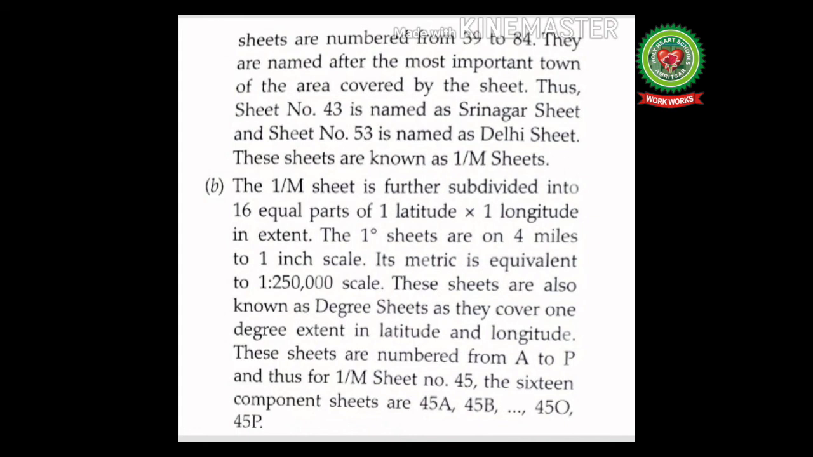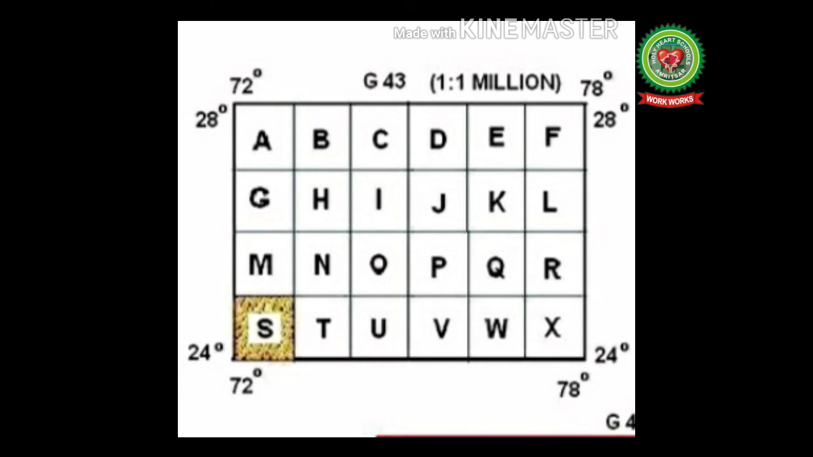The 1 million sheet is further subdivided into 16 equal parts of 1 degree latitude by 1 degree longitude in extent. The 1 degree sheets are on a 4 miles to 1 inch scale. Its metric equivalent is the 1:250,000 scale. These sheets are also known as degree sheets as they cover 1 degree extent in latitude and longitude. These sheets are numbered from A to P, and thus from 1 million sheet number 45, the 16 component sheets are 45A, 45B, up to 45O and 45P.